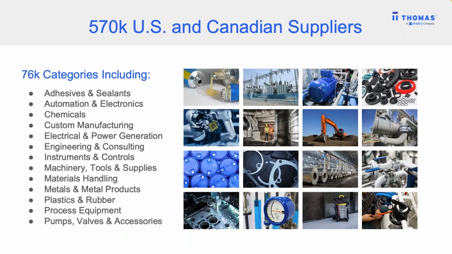In addition, as I mentioned, we have around 570,000 USA and Canadian suppliers. The criteria for these suppliers is that they have at least one US or Canadian-based subsidiary or headquarters. However, a lot of our listed suppliers have international offices and manufacturing capabilities as well. And I'll show you in a bit how you can look for them.